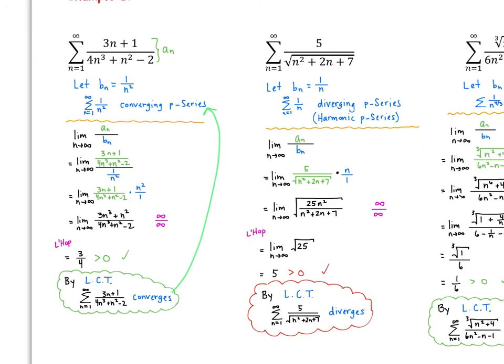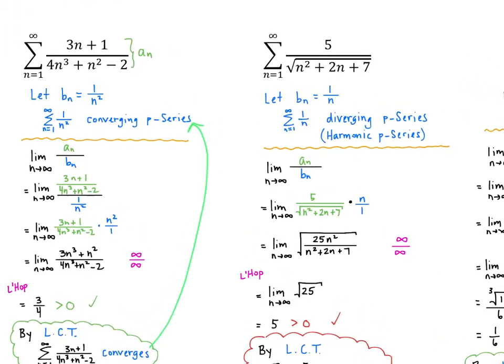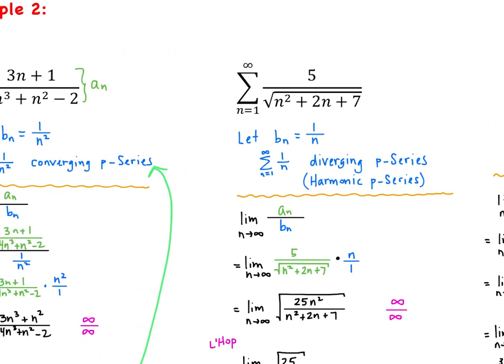So I want you to think about, well, what are we going to compare it to, right? So what is the degree of our denominator? The degree of our denominator is really the square root of n squared, which is just n, okay? So thinking about that, what are we going to let bn be? Well, bn is going to be 1 over n, okay? Which is a diverging p series. When we're looking at the series of it, it's a harmonic p series, okay?